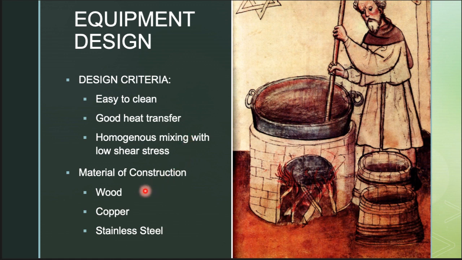Beer has been brewed since ages. Originally, the mash tuns were made of wood and were equipped with a raking machine. Wood was hard to clean and had limited life.